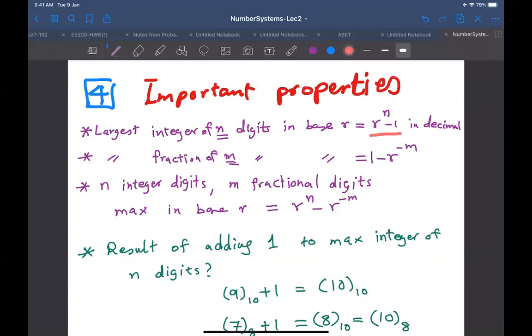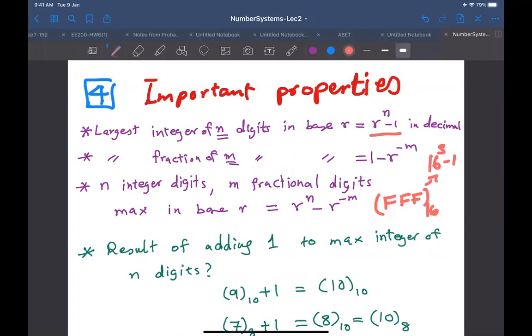It has a shortcut. For example, if I tell you what is the value of F in hexadecimal. This is the largest number in hexadecimal of 3 digits. Then you immediately should say its value in decimal is what? 16 to the 3 minus 1 immediately. Okay, this is one property of number systems.